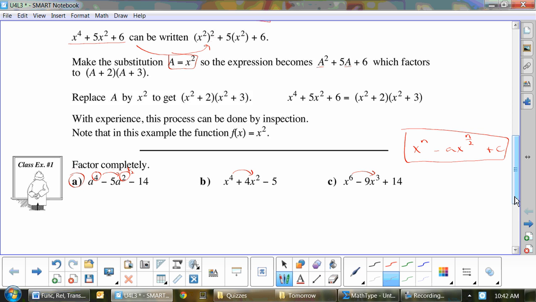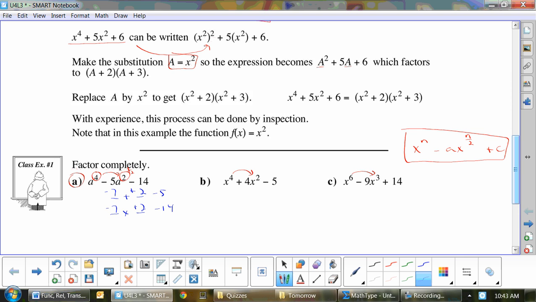Now this one here, you could just do it like we always did. What two things add to give me -5 and multiply to give me -14? First of all, what would my signs be? Negative and positive, and the negative should win by 5. Now, two numbers that multiply to -14: that's 7 and 2.